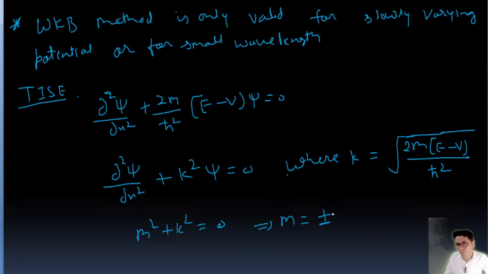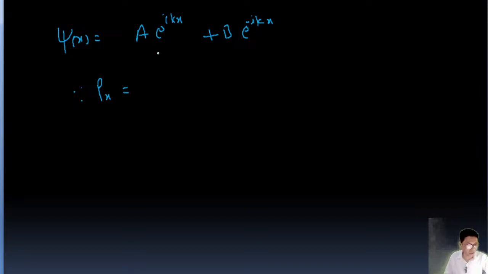So the value of psi x is going to be a e to the power i k x plus b e to the power minus i k x. This is the wave function. And since we know the momentum p x is h cut k, which is a function of x, right?